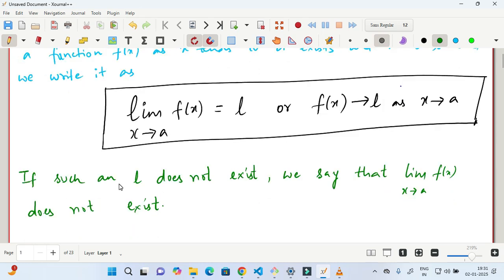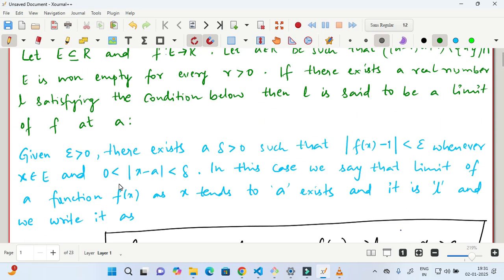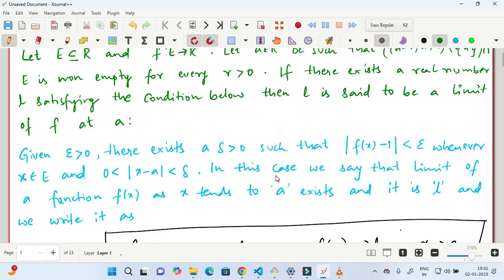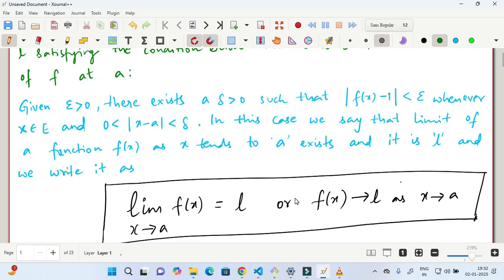Generally you will be tested on where the limit exists. And this will be the second part of the definition. Given epsilon greater than 0, there exists a delta greater than 0 such that the absolute value of f of x minus L is less than epsilon whenever x belongs to E and the absolute value of x minus a lies between 0 and delta. In this case, we say that the limit of the function f of x as x tends to a exists, and it is L, and we write it like this. Here he has given the same description in another way.